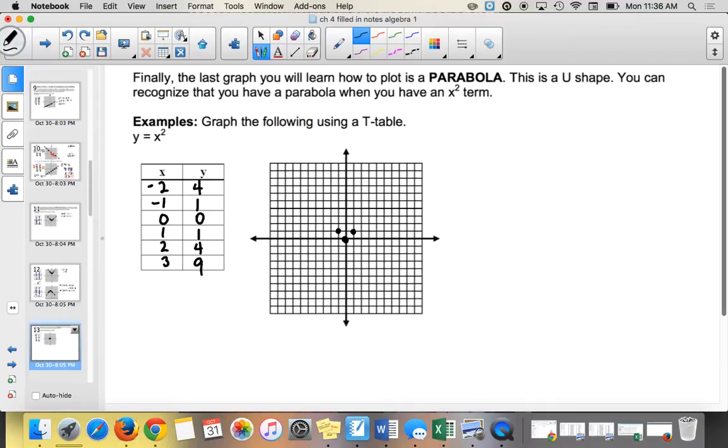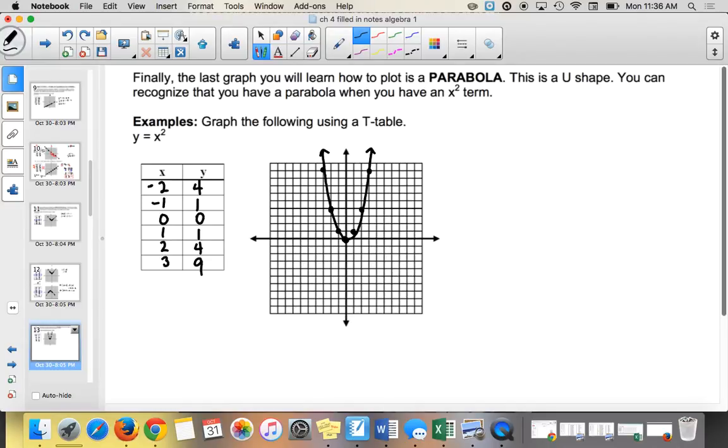So negative 1, 1. So it looks kind of like those V shapes that we had before, but we know it's a U. Negative 2, comma 4. 2, comma 4. And 3, comma 9. What would I get if I plugged in negative 3? Negative 3, comma 9, right? Do we see the U shape? It's going to look like this. All right, so that's a parabola.